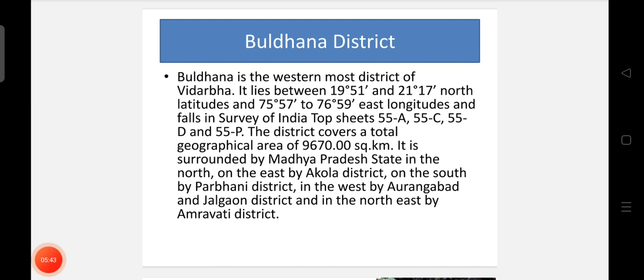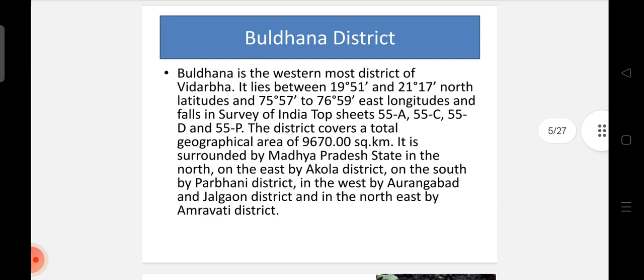Now the question asked is why I have chosen Buldhana district. Buldhana is the westernmost district of Vidarbha, and it is a very versatile district. The district's total geographic area is 9,670 square kilometers. It is also surrounded by Madhya Pradesh, Akola, Parbhani, Aurangabad, Jalgaon and Jalna.